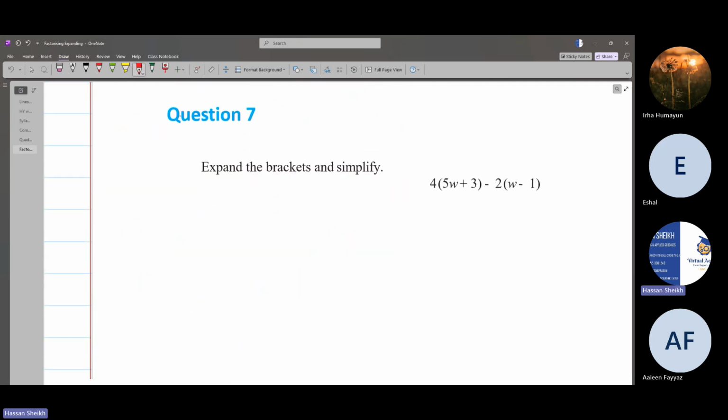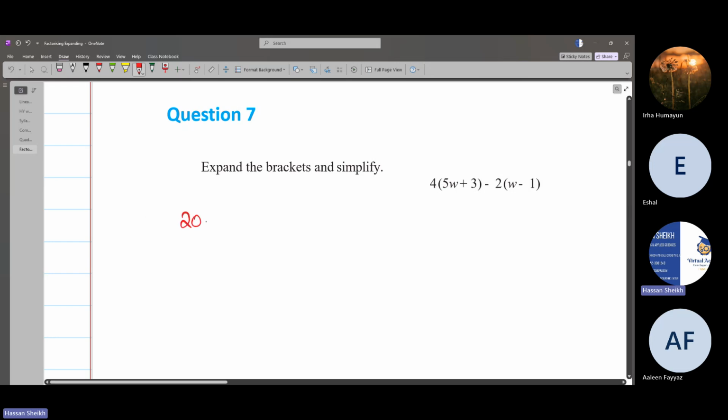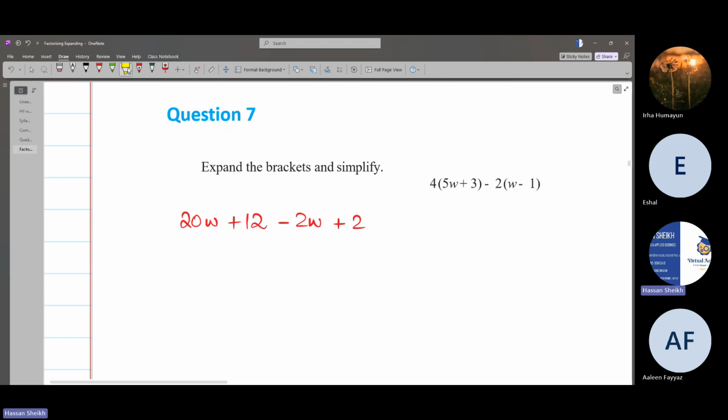Now this one. 4 times 5w is 20w. We are expanding the bracket. 4 times 3 is 12. Minus 2 times w is minus 2w. Minus 2 times minus 1 is plus 2. Like terms, do we have like terms here?